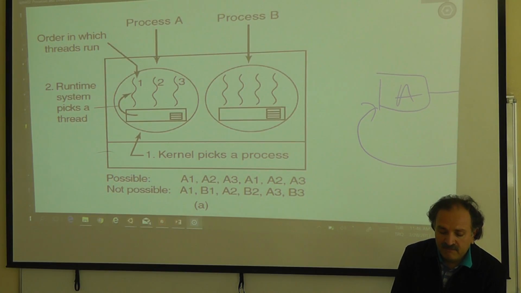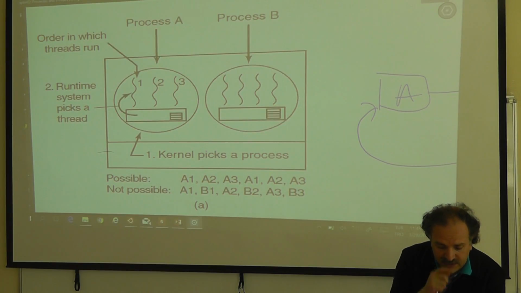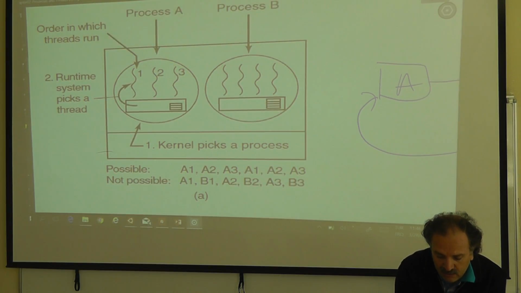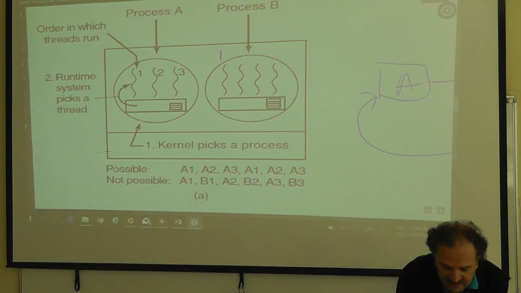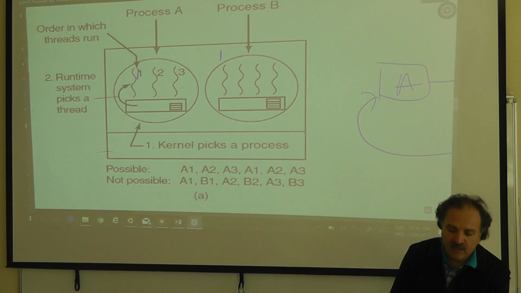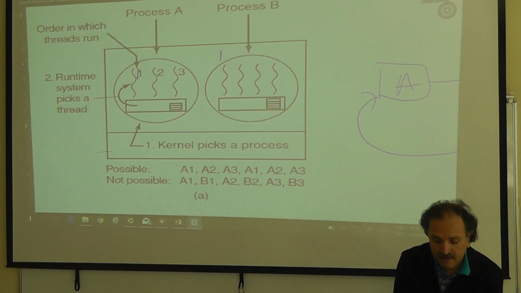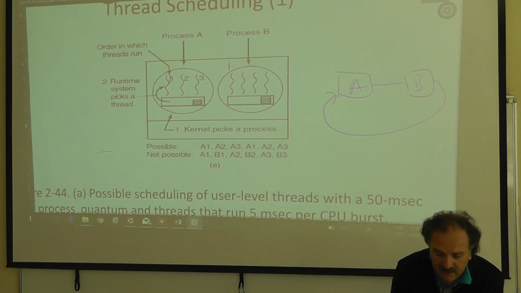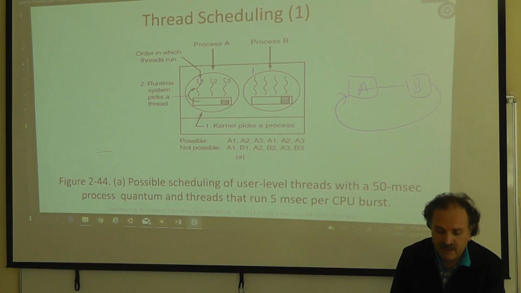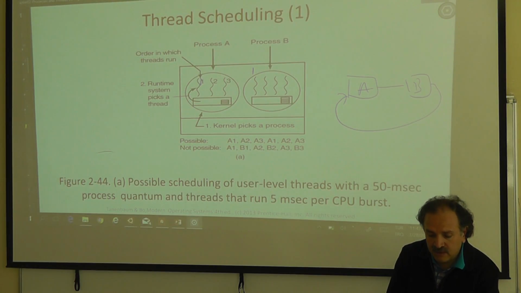With this kind of scheduling mechanism, when you implement your threads in the user space, you cannot do this: A1, B1, then A2, B2, A3, B3. You cannot switch from this thread to that thread, because switching is done by the operating system between these two processes. So this is something to do with the decision of implementing your threads in the kernel space or the user space.